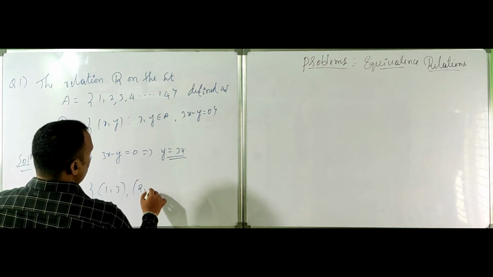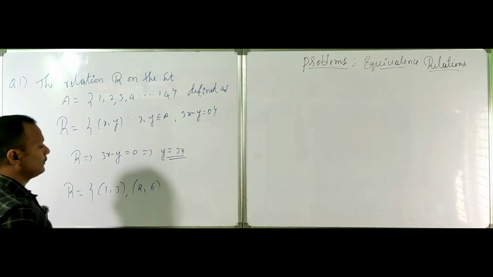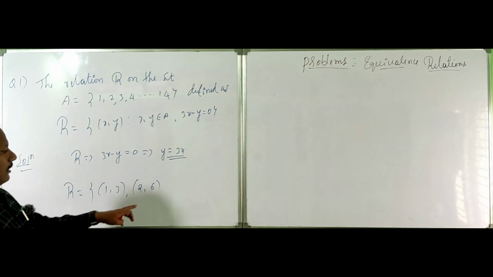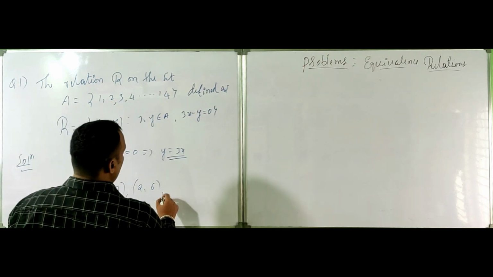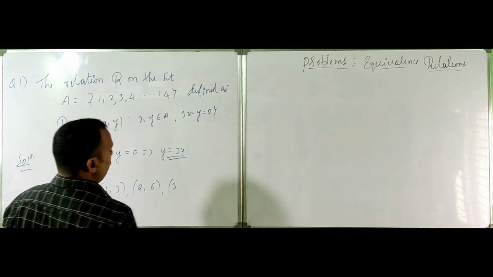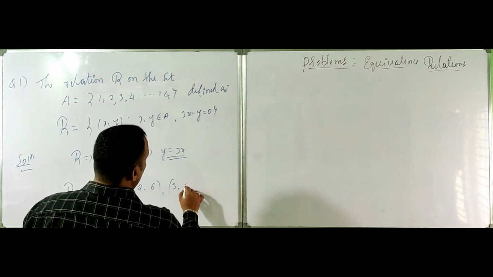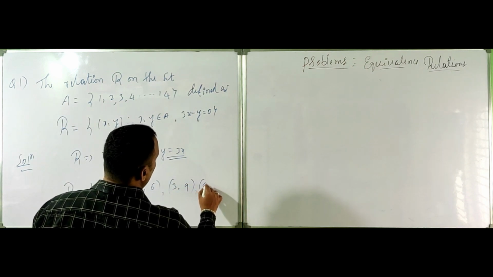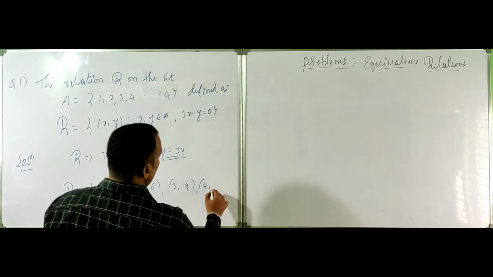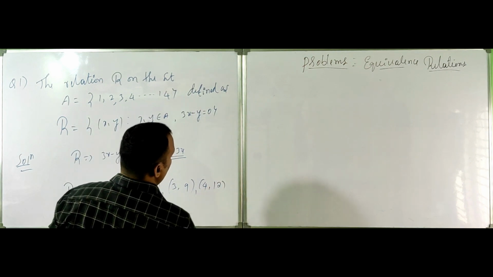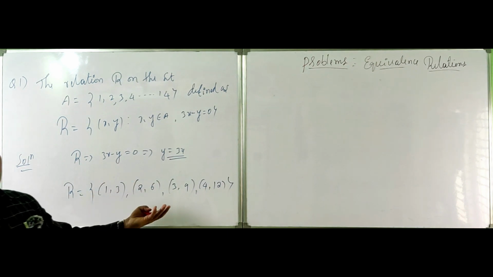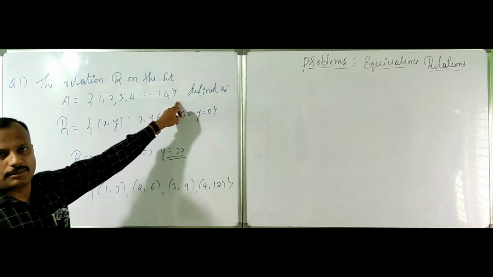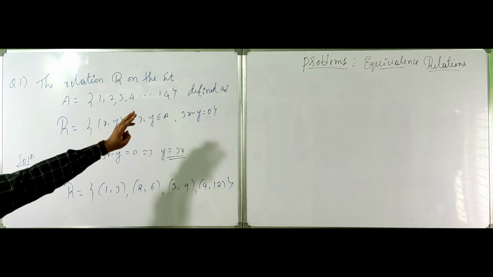(2, 6): if X equals 2, Y equals 6. If X equals 3, Y equals 9. If X equals 4, Y equals 12, and that's over. If X equals 5, Y becomes 15, so it is not included. I have the limit 1 to 14.